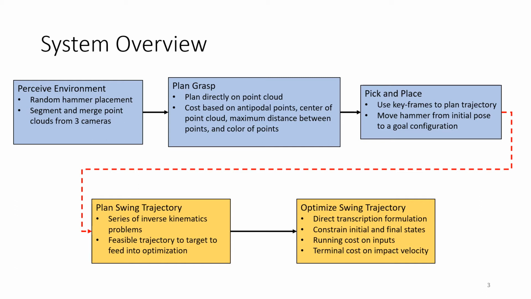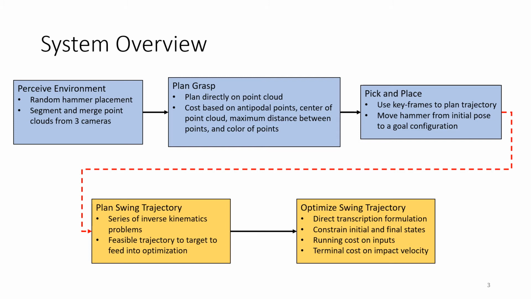First, the hammer is placed randomly in the environment. Then, point clouds from 3 separate cameras are each segmented and merged to get a global estimate of the point cloud of the hammer. The grasp is planned directly on this point cloud, with a cost based on antipodal points, the geometric center of the point cloud, the maximum distance between points that are within the gripper fingers, and the color of the points, which is an attempt to orient the hammer correctly within the gripper fingers. Finally, the pick-and-place trajectory is generated using keyframes, which move the hammer from the initial pose to a goal configuration.